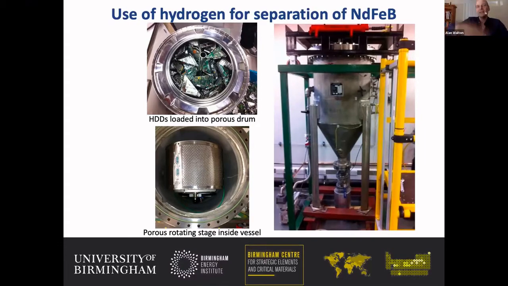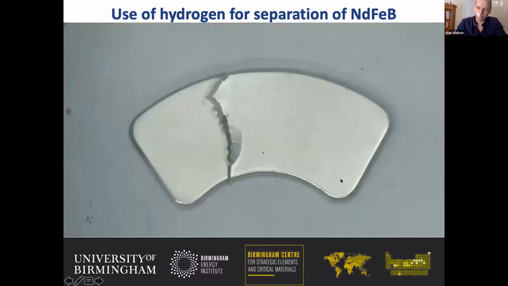We put it inside the drum, we close the lid, we evacuate the air, because you can't have an air-hydrogen mixture. And then we expose all of those corners to hydrogen. After a couple of hours of exposure, all the magnets inside the components are broken down to a powder. Then we spin the drum inside the reactor, and the powder drops out and is collected down the bottom here.